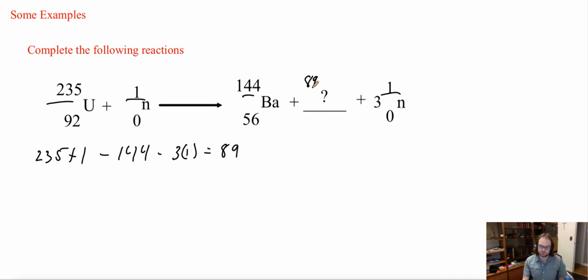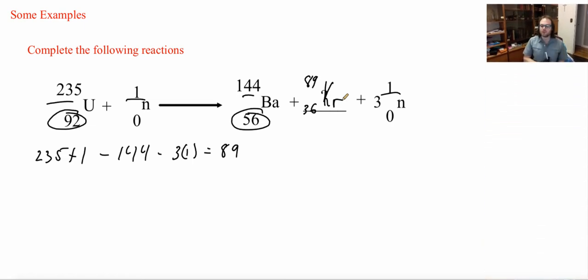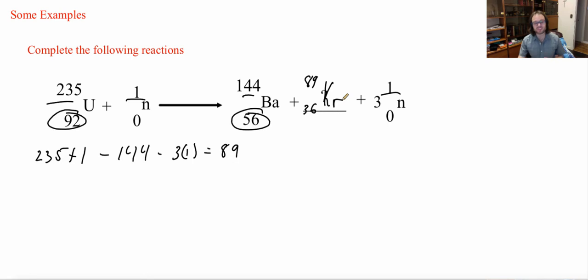Now let's figure out what is going to be my atomic number. And my atomic number has to stay the same, because we're not going to be destroying or losing any protons. So I have 92 there and 56 here. So I'm going to go 92 minus 56 is going to end up giving me 36. Now I look up what is element 36. That is going to be krypton. So right here we're going to end up getting krypton. Now this is, like I said, a type of fission.